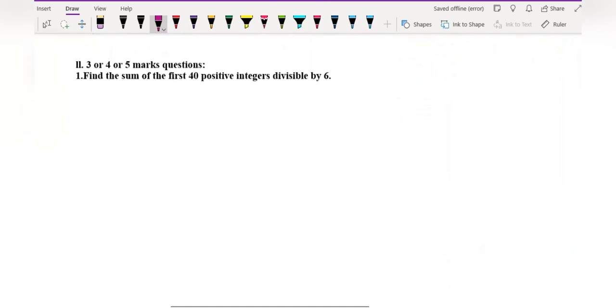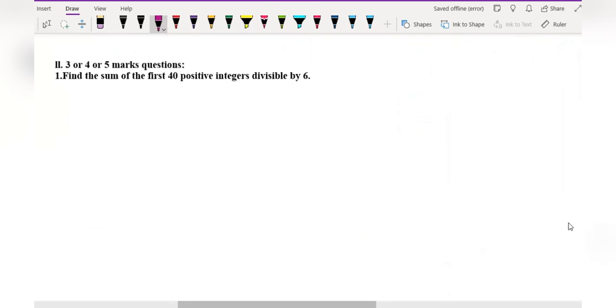Okay, this is the second main. Okay, first question, not that difficult one. You must be very much familiar. Why am I saying that? Because this kind of problems we have gone through in our exercise, right? They're asking you the sum of the first 40 positive integers which are divisible by 6. Okay, means we have to find out the AP series first.